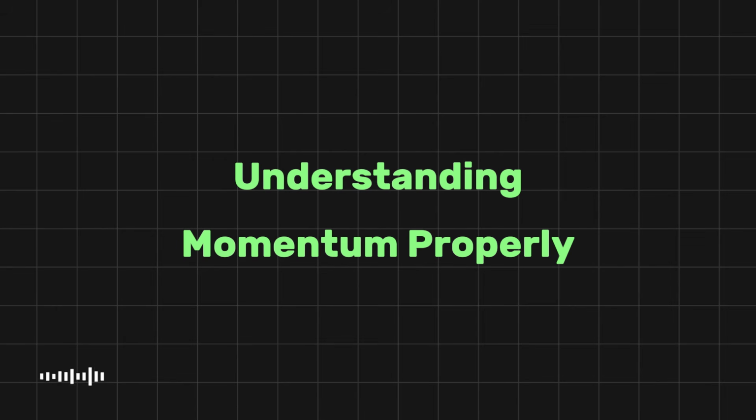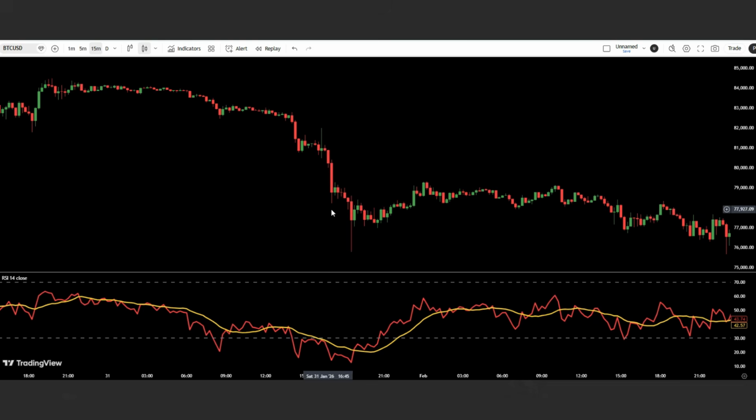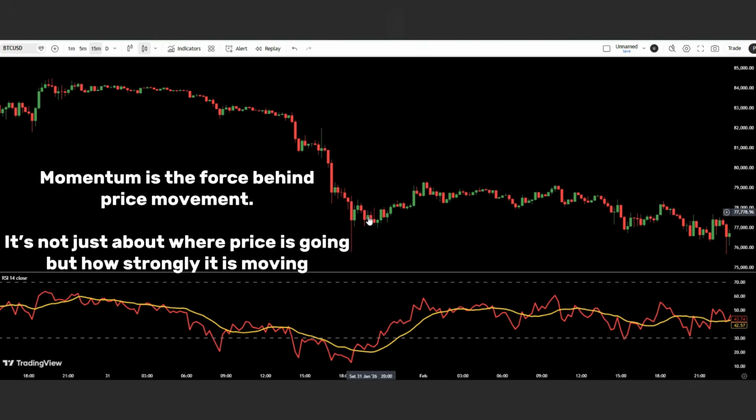Understanding momentum properly. Many beginners think trading is only about direction, up or down, but professionals focus on strength. Momentum is the force behind price movement. It's not just about where price is going, but how strongly it's moving.